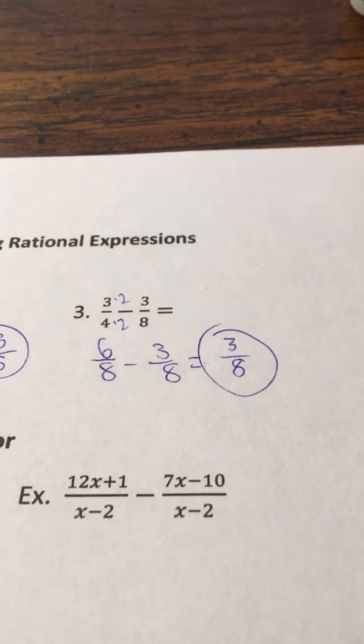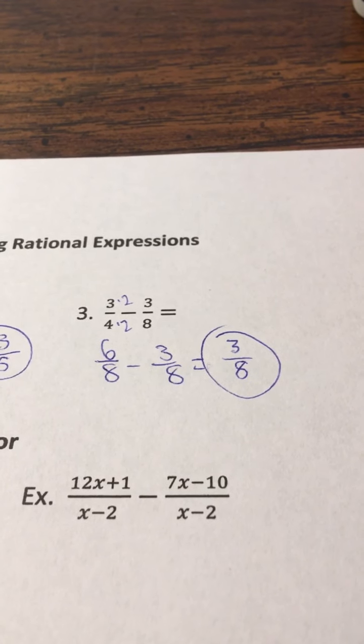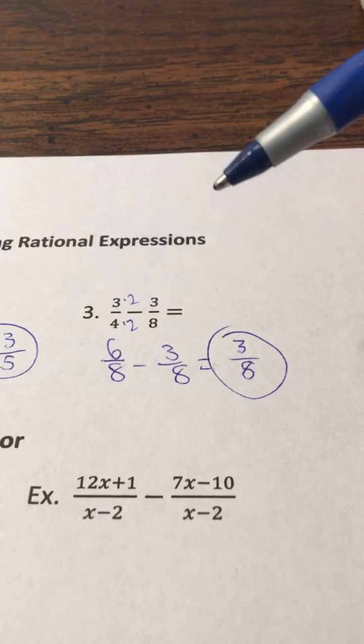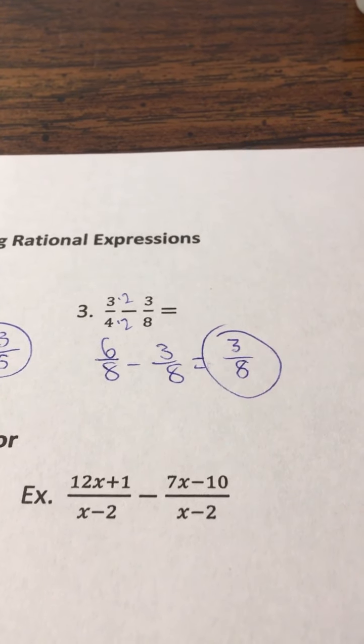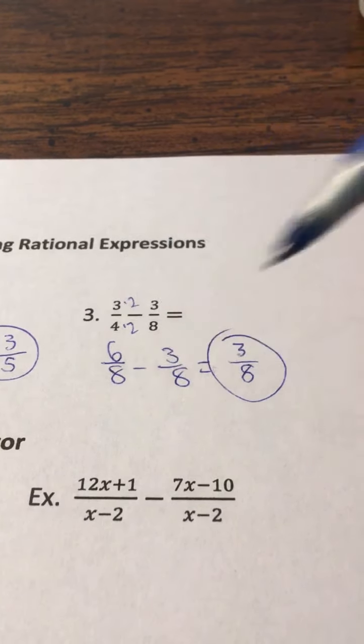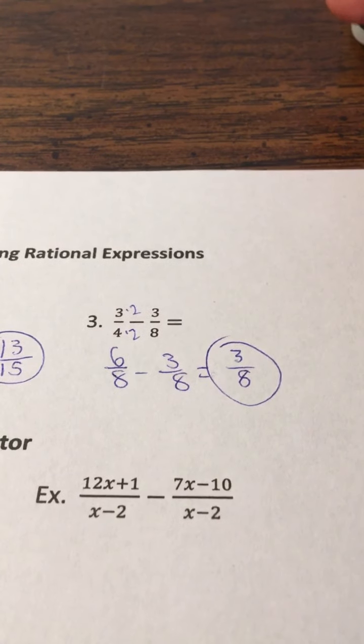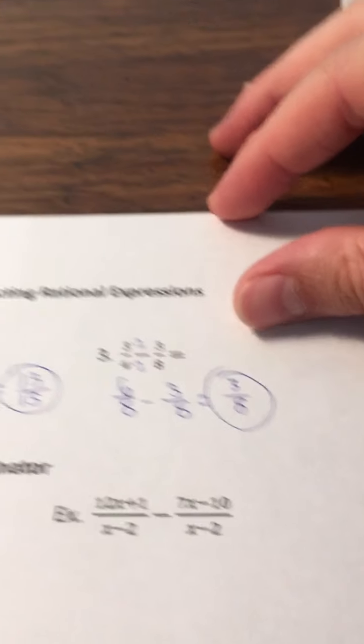So that's adding and subtracting fractions. You just need to find your common denominator if you don't already have it, and then do whatever you did to the bottom to get that common denominator, do it to the top, and then work out the numerators. Okay, so now let's apply that to algebra, to these rational expressions.